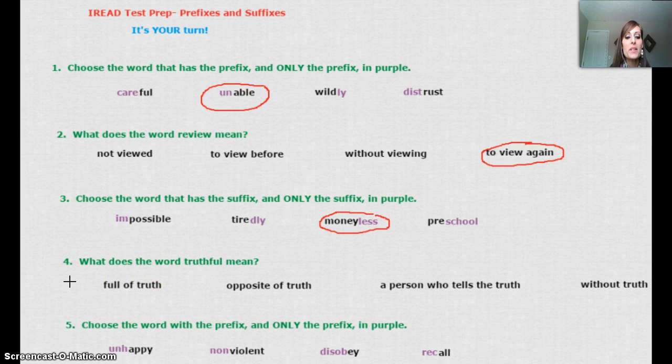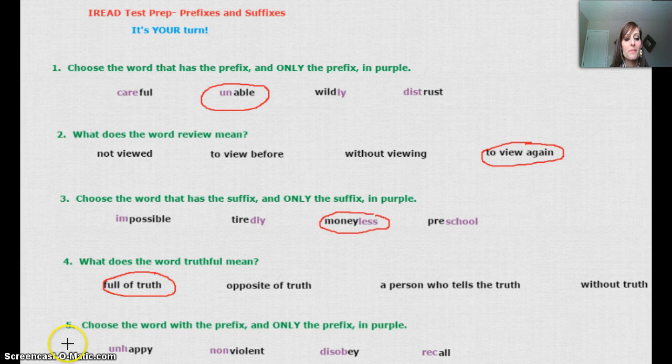Number 4, what does the word truthful mean? Well, I know what truth is, like you're telling the truth, and I know full means full of. So let's see which one matches. Full of truth? Maybe. The opposite of truth? No, if someone's being truthful, they're not being the opposite of telling the truth. A person who tells the truth? Nope. Without truth? That's not it either. My answer is full of truth. Give yourself a smiley if you got it right.